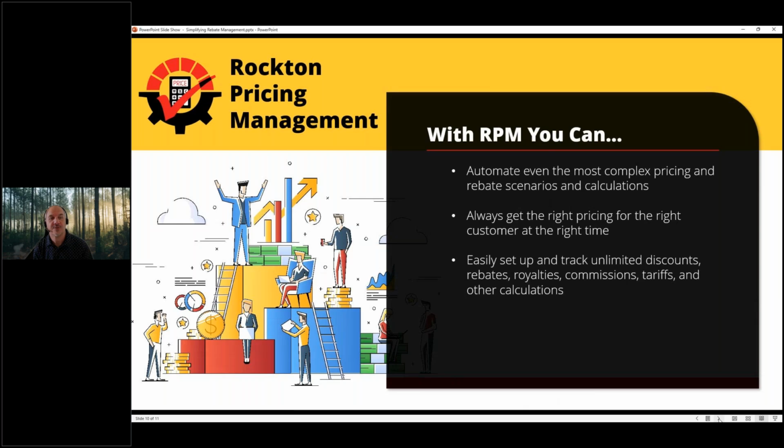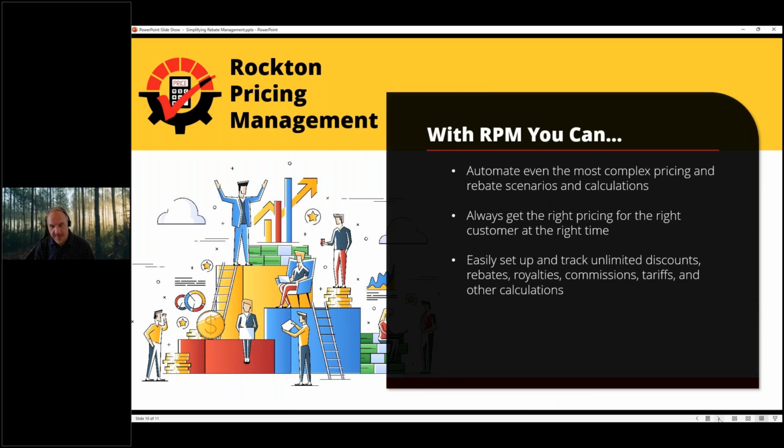Fortunately, all of these solutions are provided by Rockton Pricing Management. And with RPM, you can automate your complex pricing, not only your complex pricing, but all of your rebate scenarios and the complex calculations that we talked about there. We definitely consult with a lot of customers, and we try to invoke these rules for rebate management. They seem to be very, very, very happy with that.